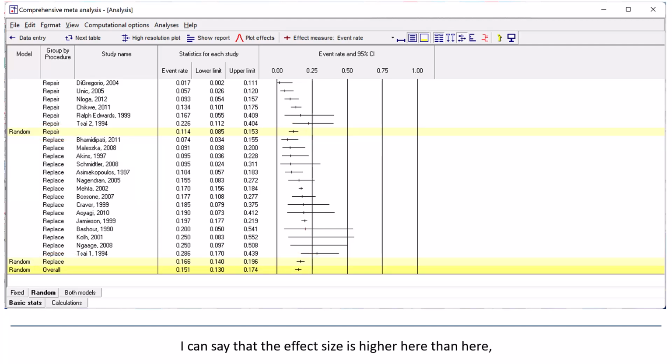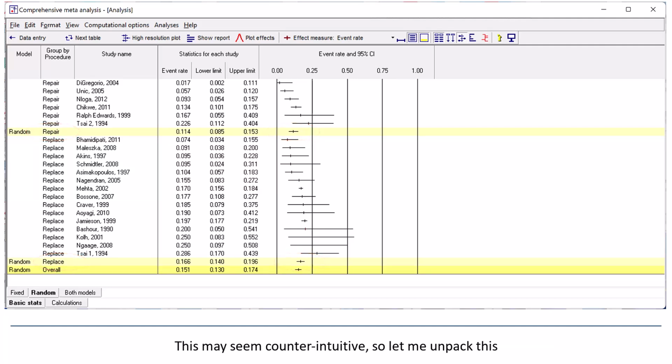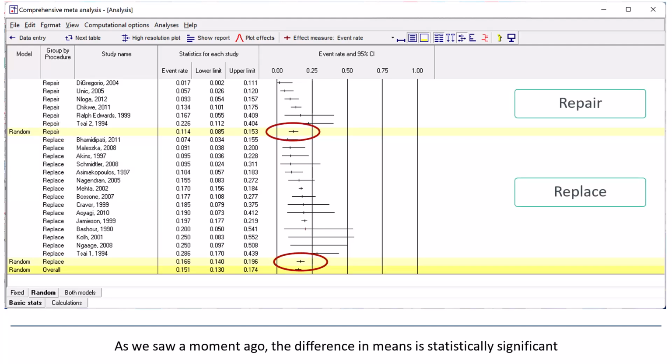I can say that the effect size is higher here than here, and that the difference is statistically significant. But I cannot say that this difference is due to the fact that these were repairs while these were replacements. This may seem counterintuitive, so let me unpack this. As we saw a moment ago, the difference in means is statistically significant. So we can say that the risk of death was higher in these studies than it was in these. But we cannot say that the type of procedure is responsible for the difference.